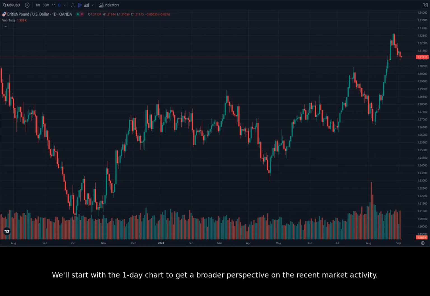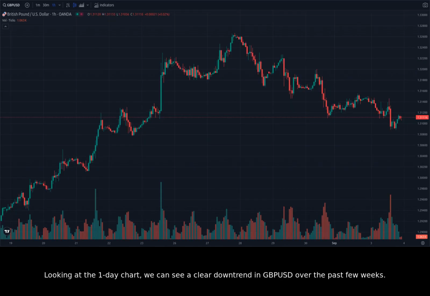Now, let's turn our attention to the chart data and see if it aligns with the news. We'll start with the one-day chart to get a broader perspective on the recent market activity. Looking at the one-day chart, we can see a clear downtrend in GBPUSD over the past few weeks. The price has been consistently declining from the 1.3124 level, breaking through support levels along the way.